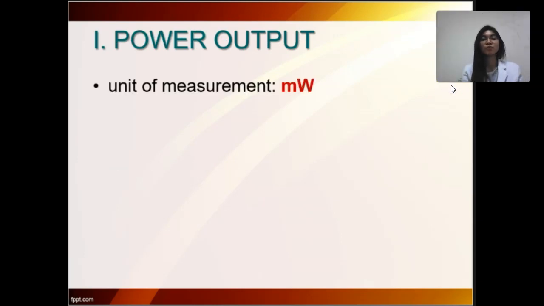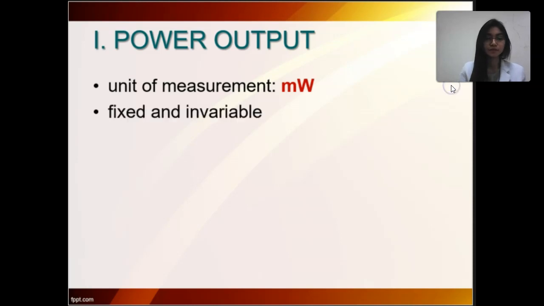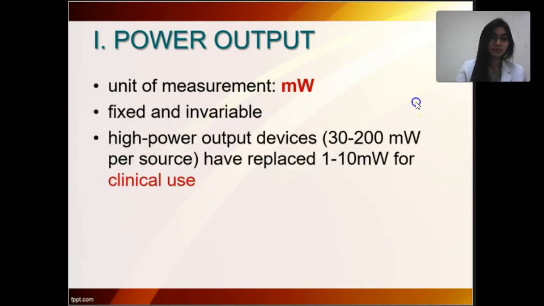For power output, the unit of measurement is milliwatts. This one is fixed and invariable. Usually you can see it on the machine, where it is indicated how many milliwatts it has. Of course, the higher the milliwatts, the more expensive it is. And of course, with higher power, you can deliver the specific treatment in a shorter duration. That is the only difference between them. So, higher power means shorter duration.